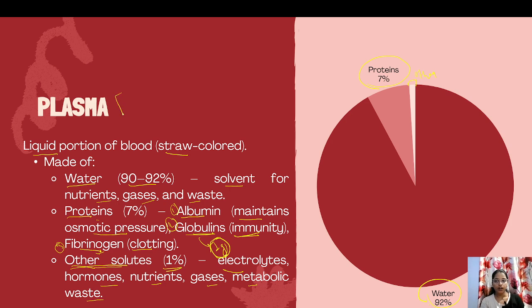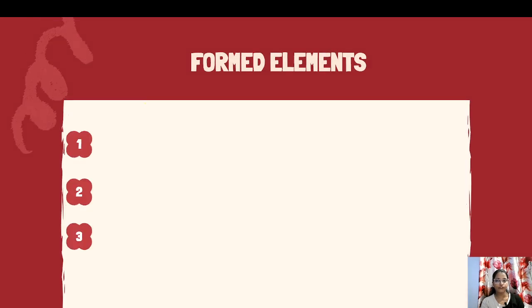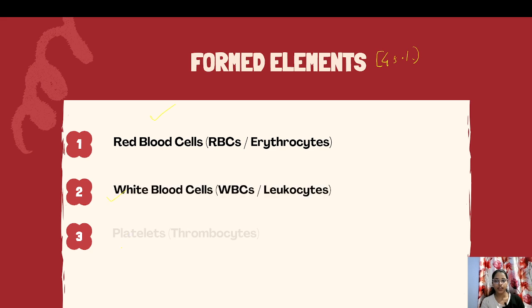formed element. About 55% of plasma is present in the blood, and 45% of formed elements are present in the blood. Correct. So formed elements are composed of RBC, then WBC, and then platelets. Correct. RBCs are also called erythrocytes, WBCs are called leukocytes, and platelets are called thrombocytes.